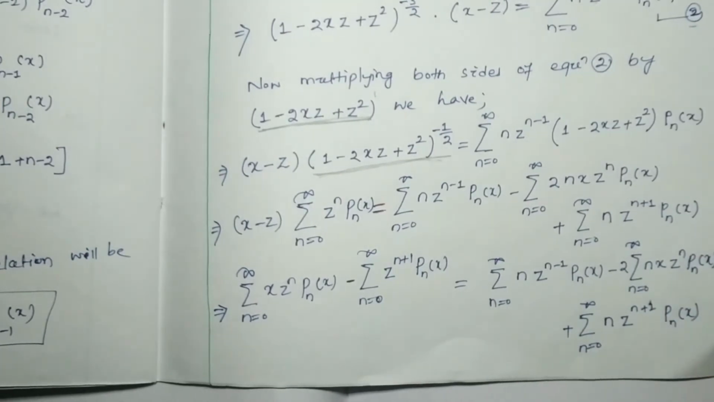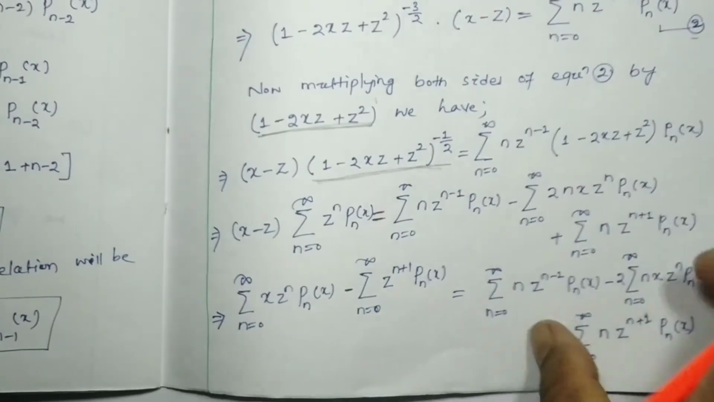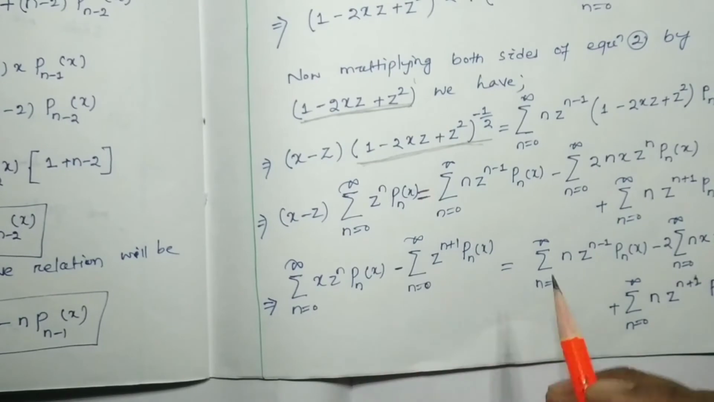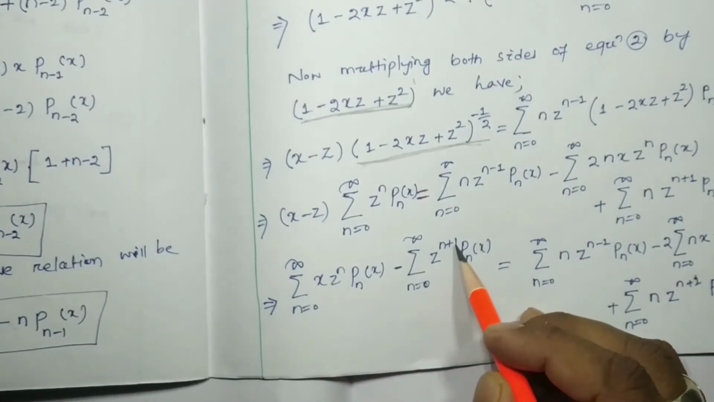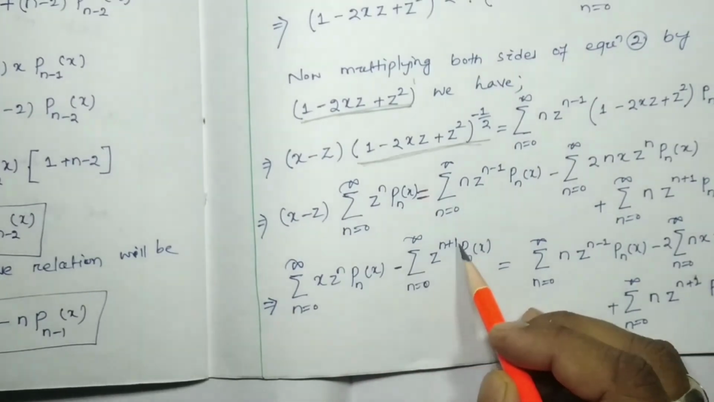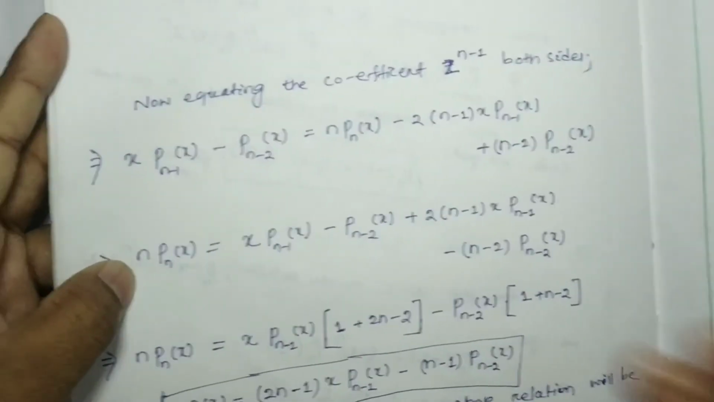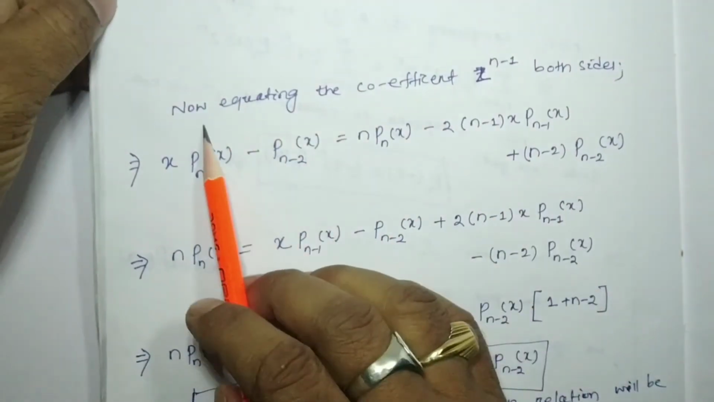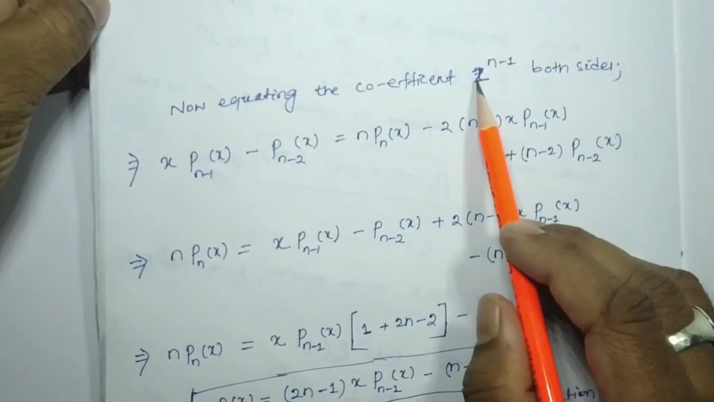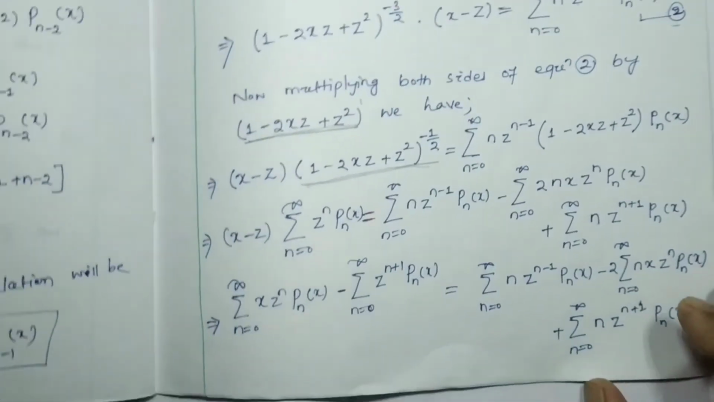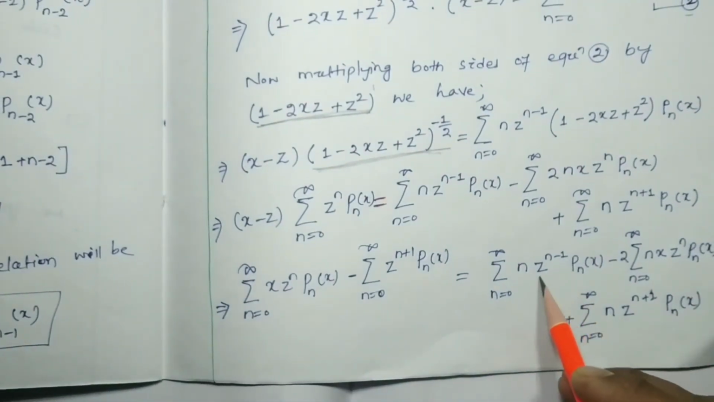Now we have to equate this, you have to write carefully. Sometimes you can miss this plus 1, or you can mistakenly write plus 2. Just take care of that. So now what we are going to do, we have to equate the coefficient of z to the power n minus 1 on both sides. So here z to the power n minus 1 is where? Here, z to the power n minus 1.